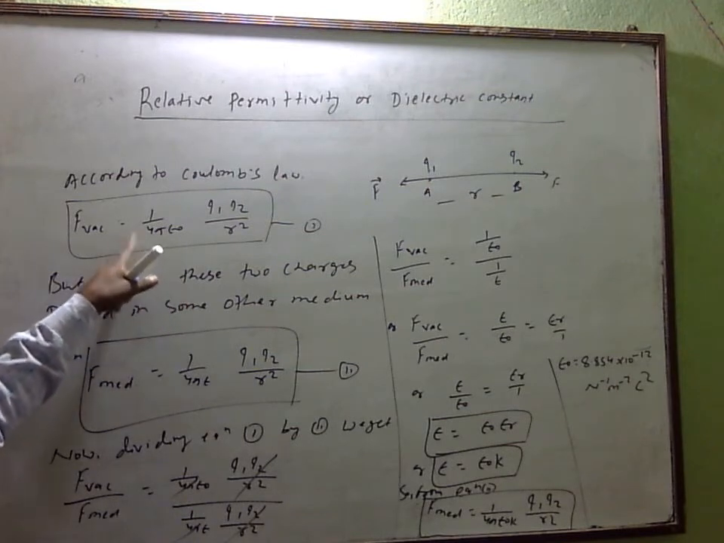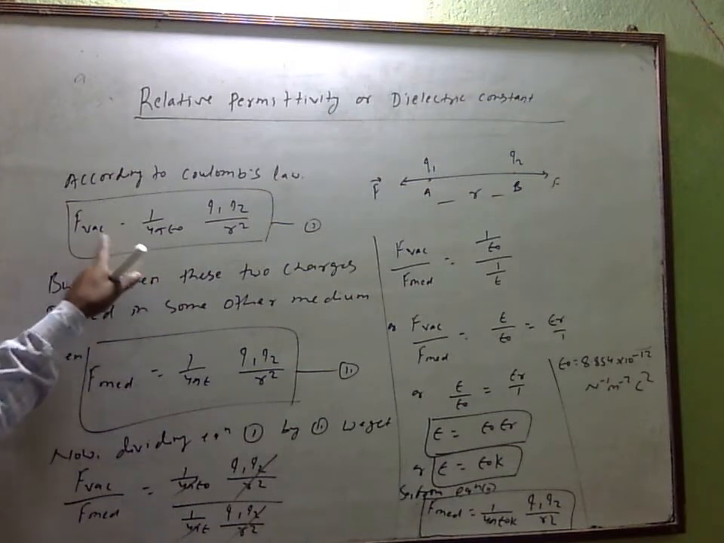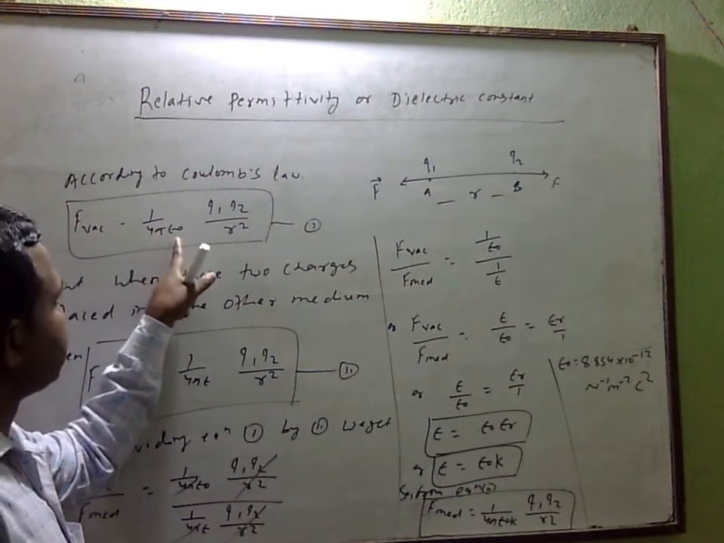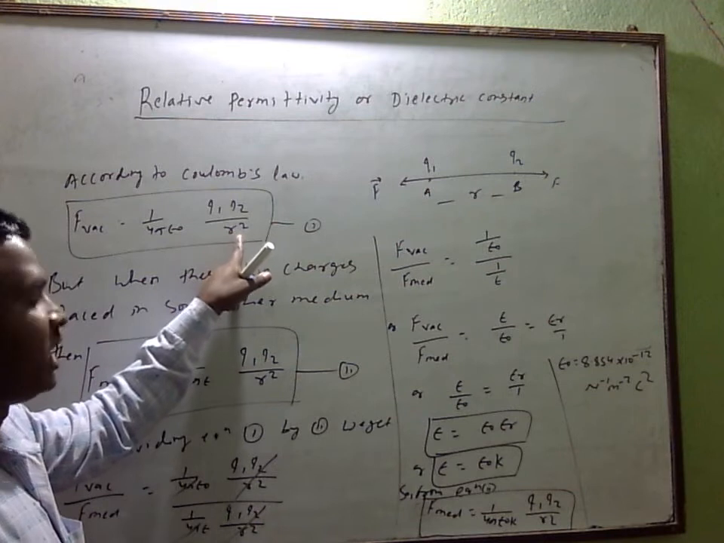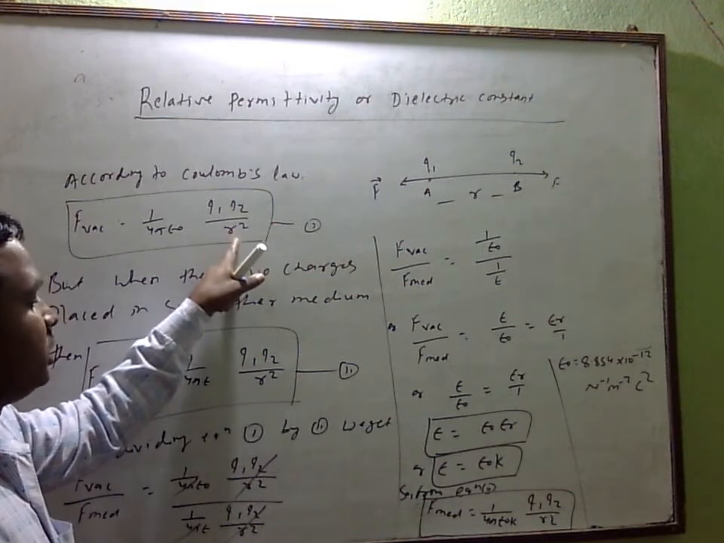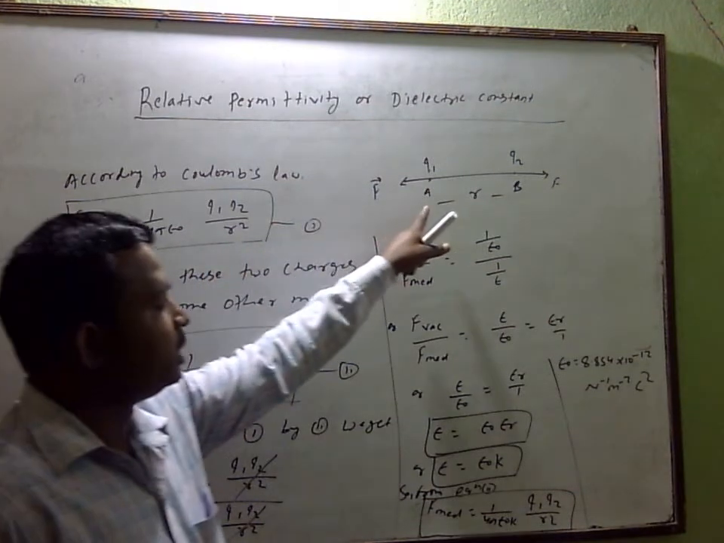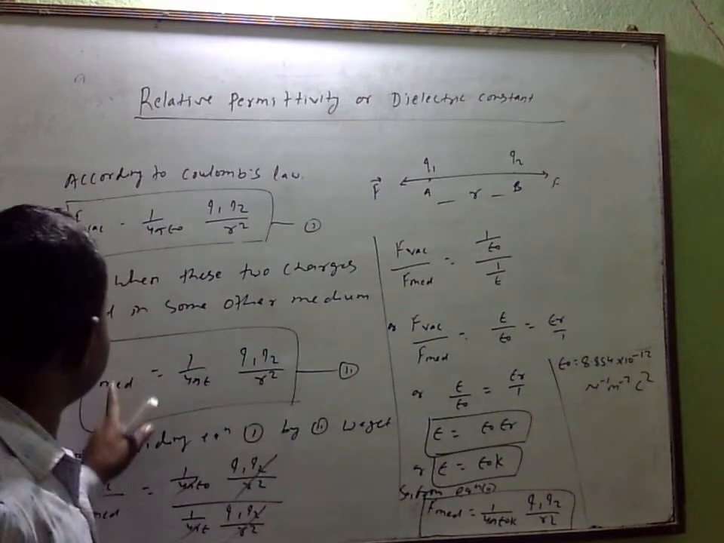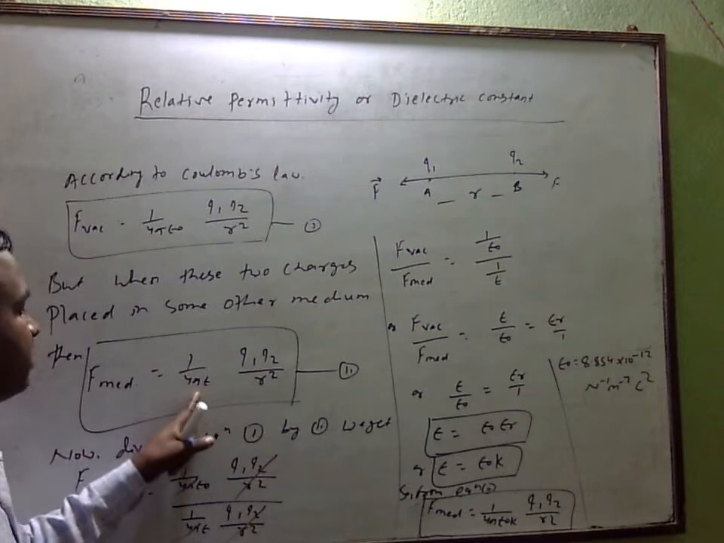Okay, by using Coulomb's law in electrostatics, you can see that F in a vacuum equals 1 by 4 pi epsilon naught q1 q2 by r square. With the help of this formula, whenever we place these two charges in other mediums, then we will get F medium equal to 1 by 4 pi epsilon naught here.